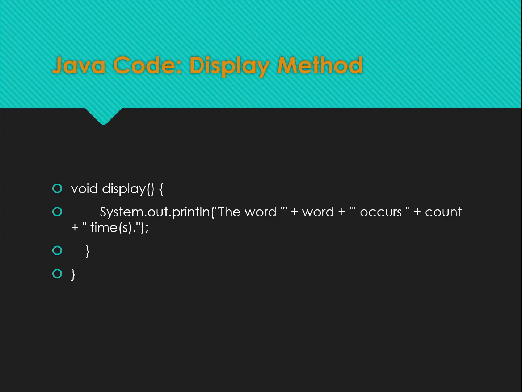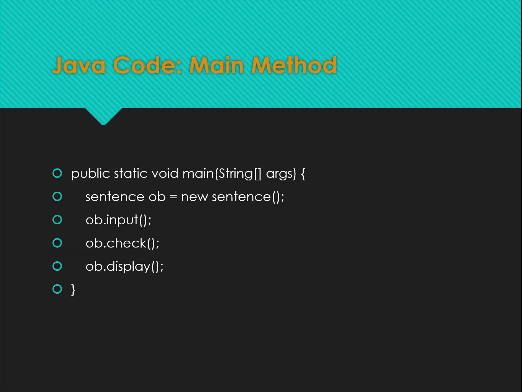This is the display method. It simply prints the number of times the entered word appears in the sentence. It uses the count variable and formats the message to show the result clearly to the user. Here's the main method. It creates an object of the Sentence class, takes input, processes the data, and displays the result.